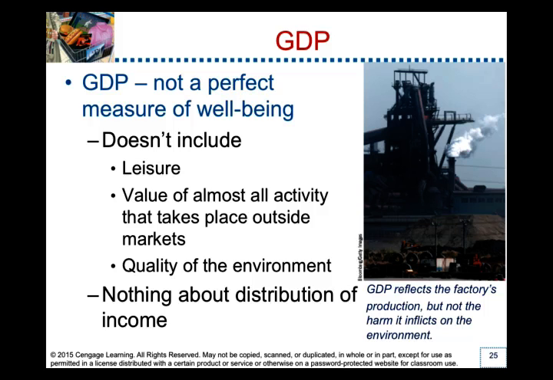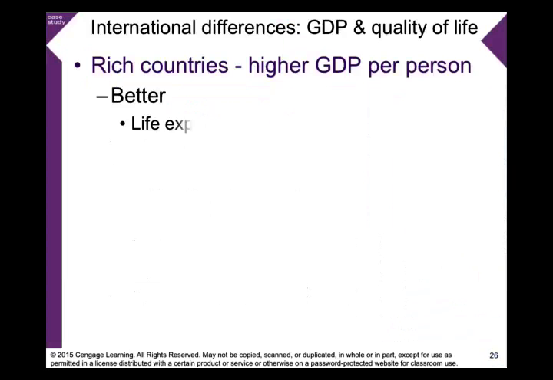And also GDP does not tell us about the distribution of income. Although you can calculate GDP per person, not everybody gets the same amount of money. That depends upon the distribution. So it does not tell us about the distribution of income.